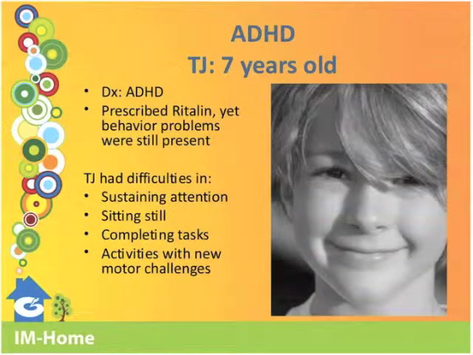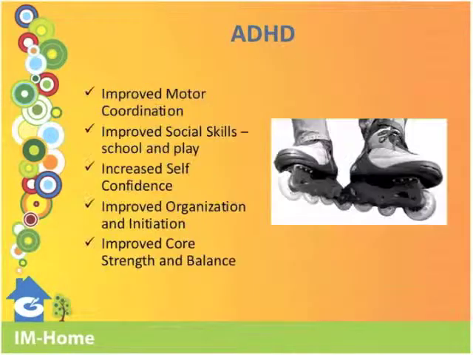TJ is a 7-year-old boy with ADHD. That was his diagnosis. He was on medication, Ritalin, for behavior problems, but those problems were still present. His parents and teachers reported that his difficulties were most in the area of sustaining attention, sitting still, completing tasks, and activities with new motor challenges. Now, if you're like me and you look around the schools today, that's probably a lot of 7-year-olds that you see in the classroom today. But we know that TJ was still acting that way after he had Ritalin every day. So we've got a pretty big problem here.